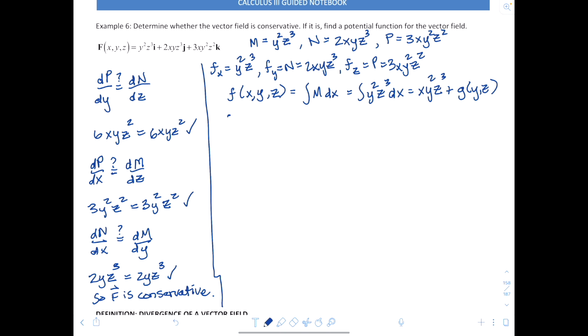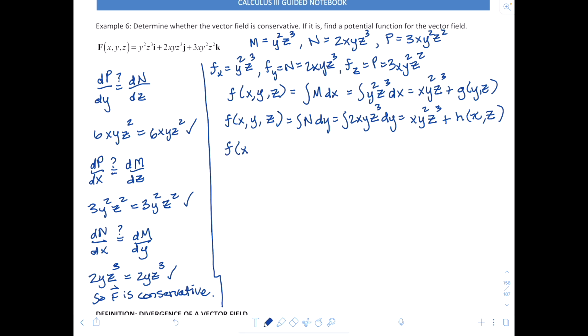All right, well, f(x, y, z), if you took a look at integrating with respect to y, we'd have the integral of 2xyz cubed dy, which in turn would be, so what would that be? y squared over 2, so the 2 would divide out. So we would have xy squared z cubed plus some function h of x and z.